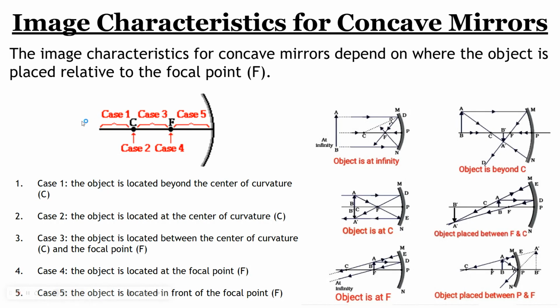If the object is beyond C, beyond 2F, farther away than the center of curvature, that'll give you another set of image characteristics. So we're going to go through a series of examples that shows us the image characteristics for these 5 different cases. Now, you can memorize these cases. I'd recommend you start off by drawing ray diagrams to discover the cases, and then you sort of memorize them as you do more practice.